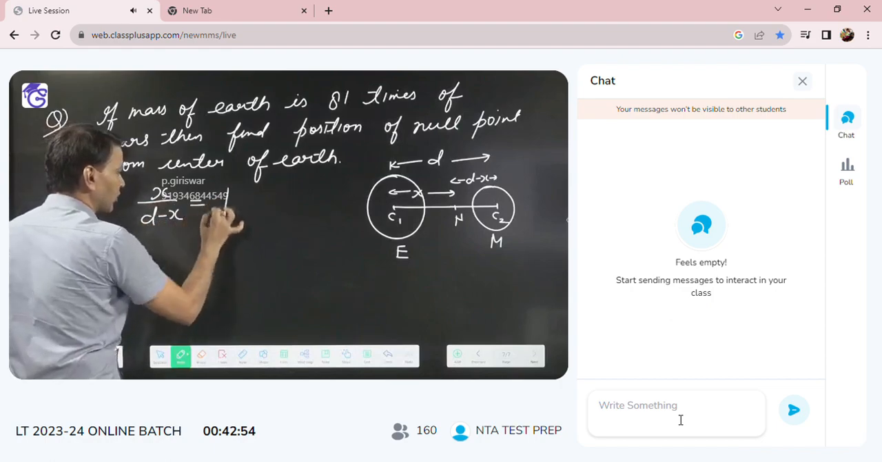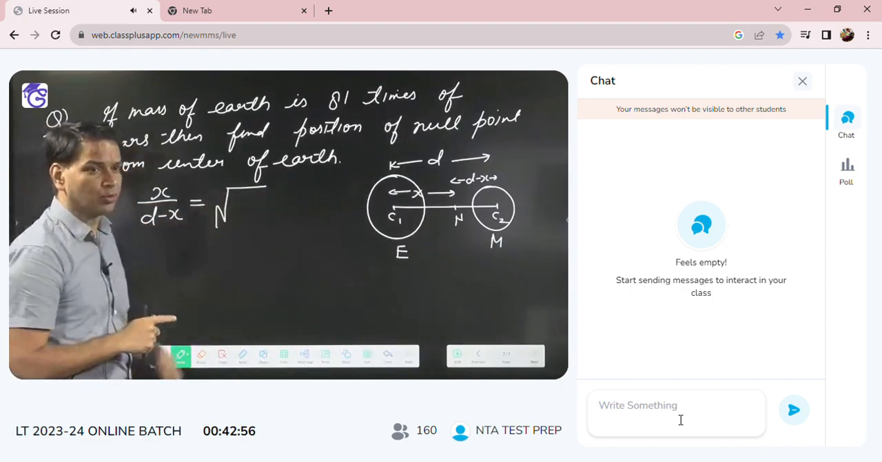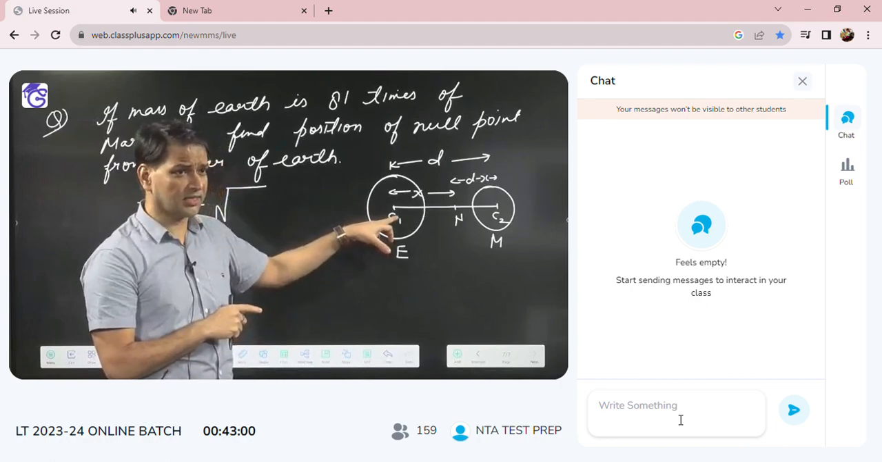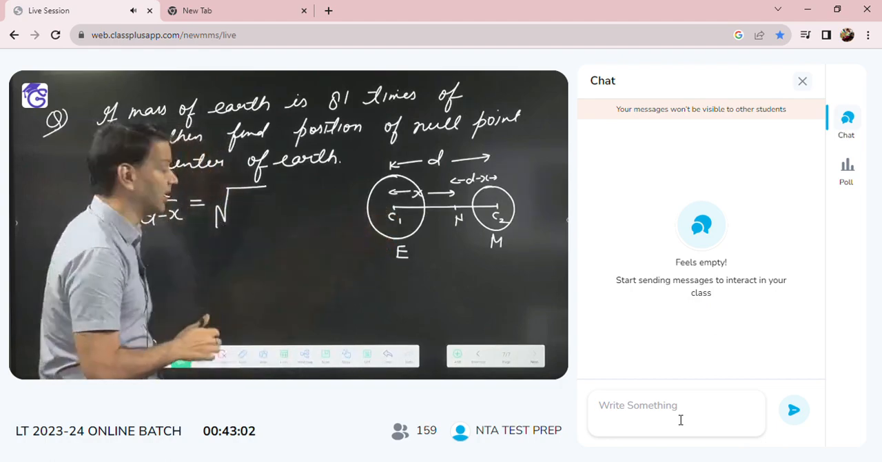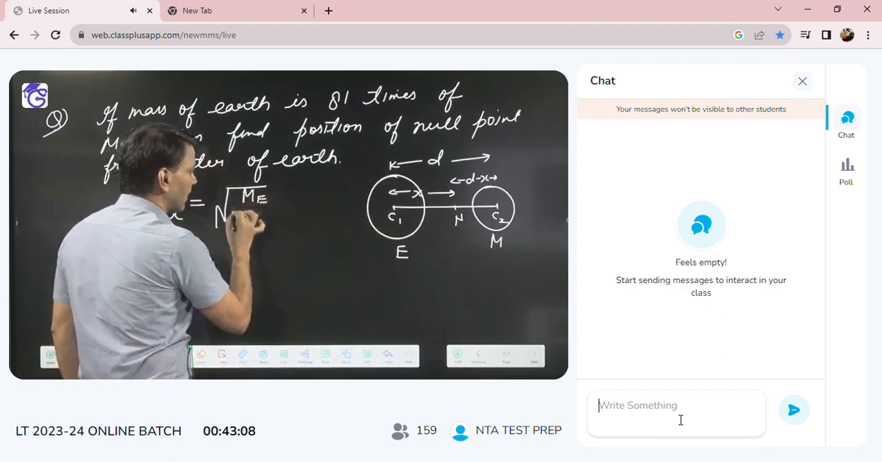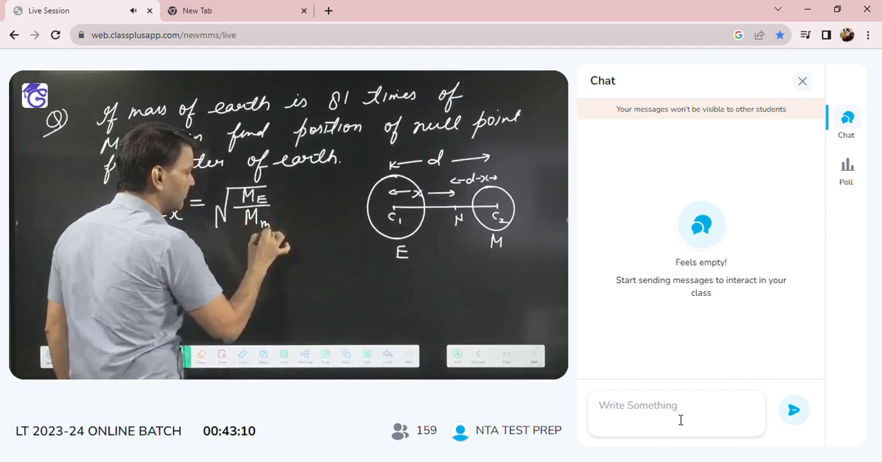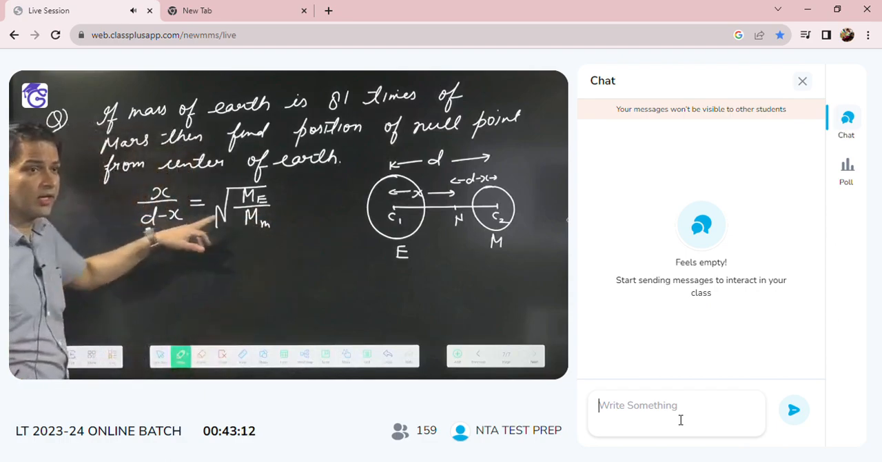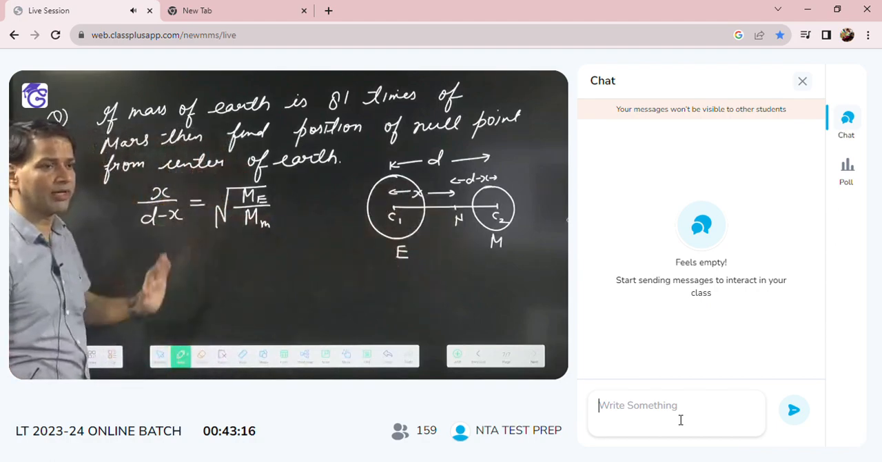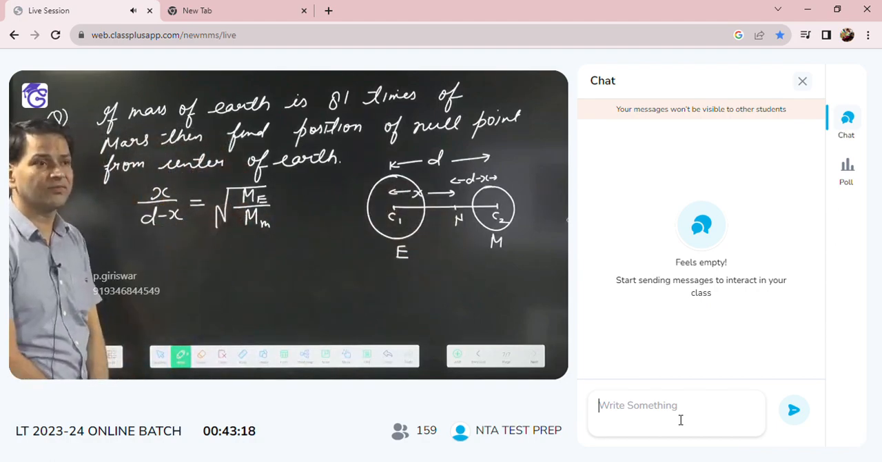That is equal to under root M1 by M2. So this is what you have taken. This is M1, the mass of the Earth. Earth 1 you have taken as the Earth, so mass of Earth upon mass of Mars. I am assuming Earth as 1 and Mars as 2, so R1 by R2 is root M1 by M2, so mass of Earth upon mass of Mars.